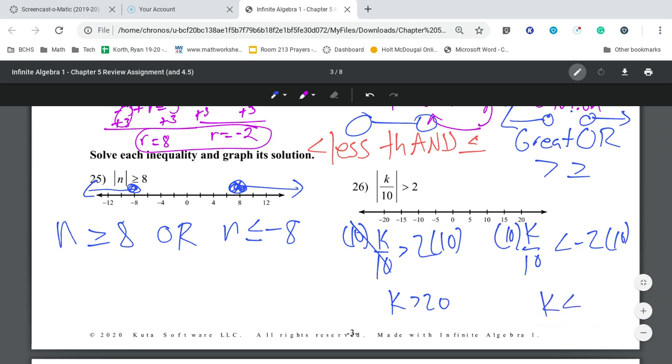It's going to be greater than, and it's an or, great or. So we want to be greater than 20, less than negative 20. If your answer doesn't fit on the graph, it's probably, no, it's not probably wrong. It is wrong. All right. End of page.